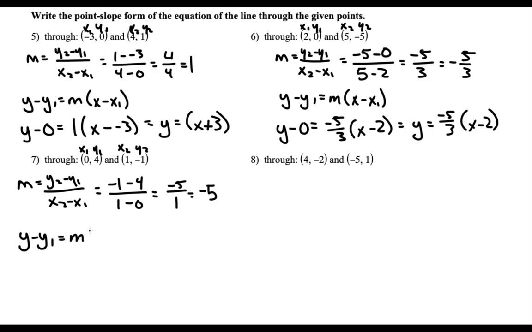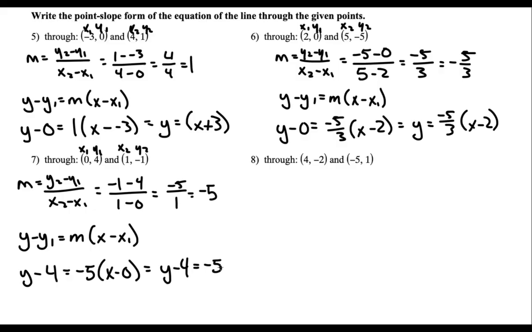And then I'm going to use that in the equation y minus y1 equals m times x minus x1. So y minus y1 is 4, and that's going to equal my slope, negative 5, times x minus x1 is 0. So put that all together, and I get y minus 4 equals negative 5 times x.